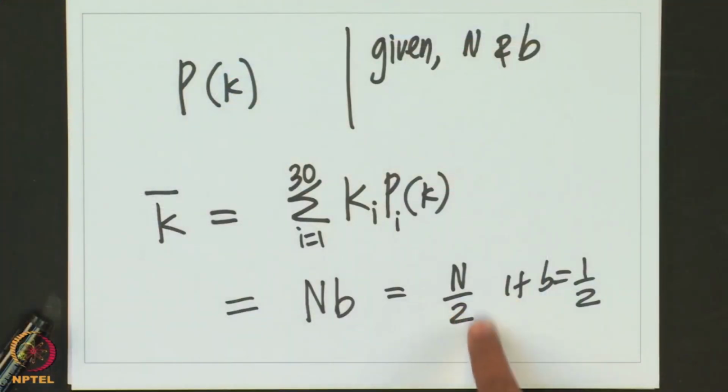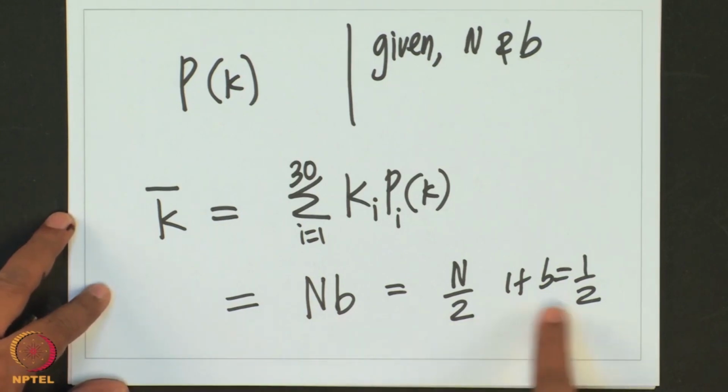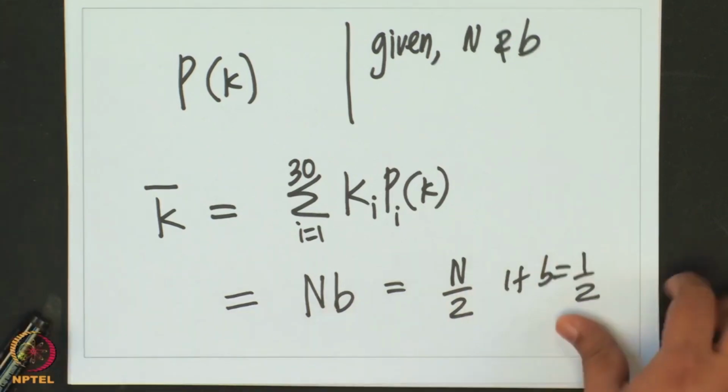The probable average value will be half, 5. And n by 2 is 5 for 10 tossings. The average number of heads will be n by 2, which is 5. So if the bias is half, it is n by 2. If we don't know the bias, the mean value will be n times b. So this is something that we have to remember: the mean of a binomial distribution.